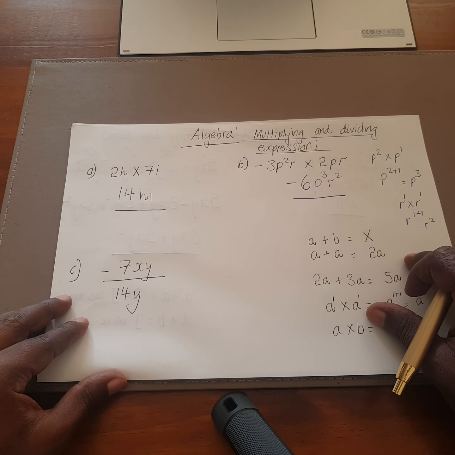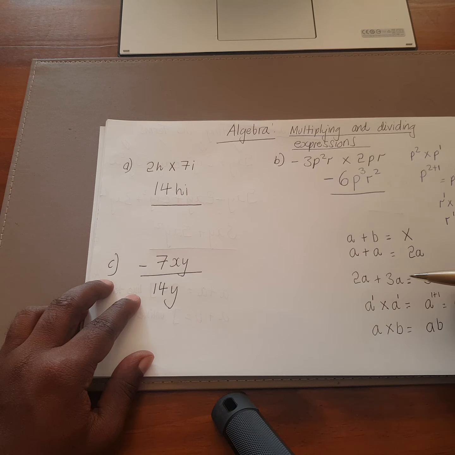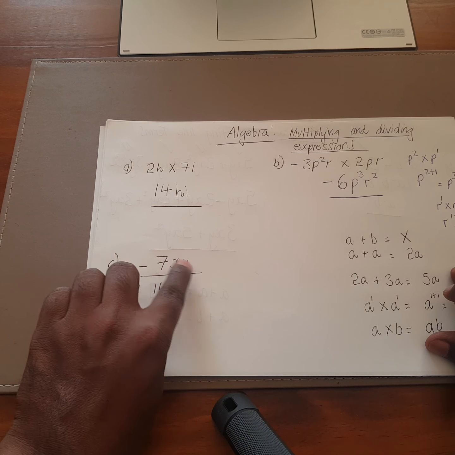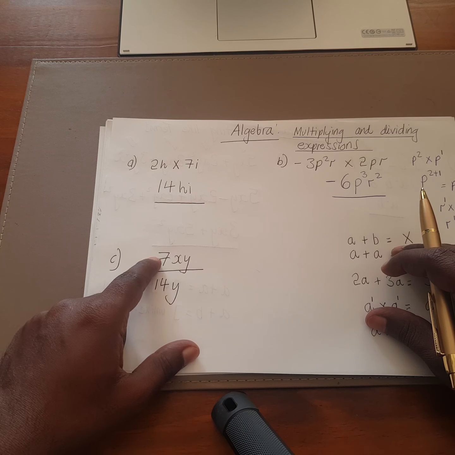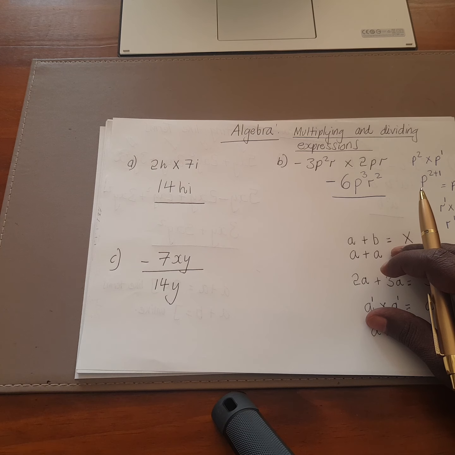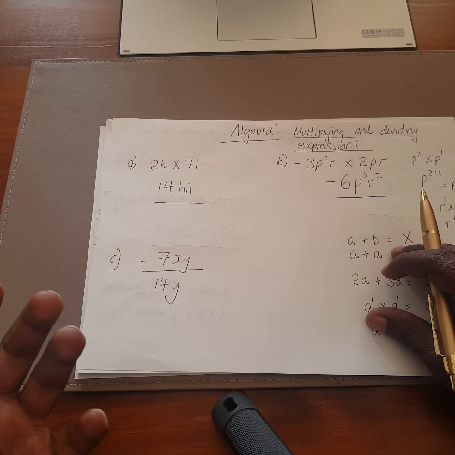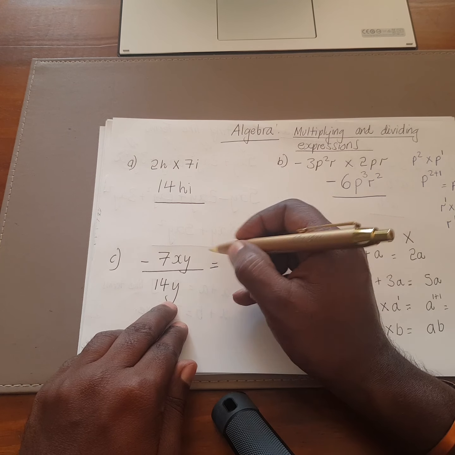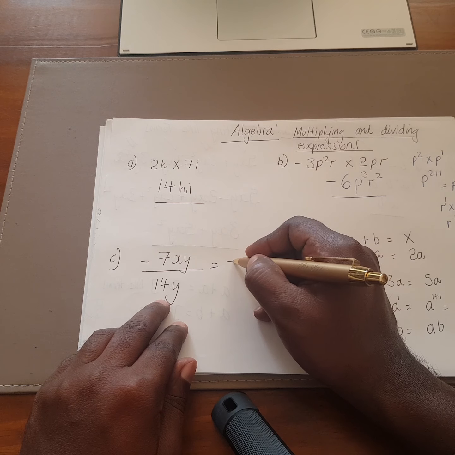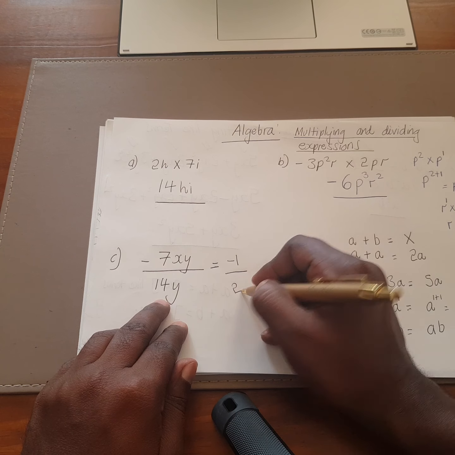The last question here is a division question. You've got negative 7xy over 14y. Now obviously negative 7 divided by 14, that's the first thing you need to do. You simplify the numbers. It reminds you of simplifying fractions to its lowest terms. So technically, negative 7 over 14 is negative 1 over 2.